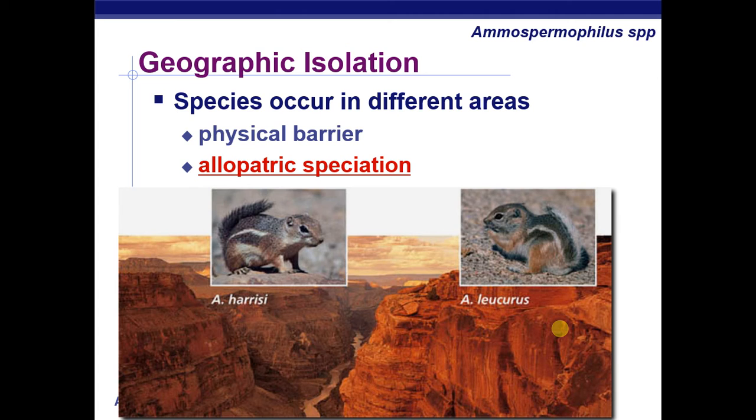As an example of geographic isolation, species occurring in different areas. So, for example, look at these two types of rodents, chipmunks. They were isolated by the Colorado River forming the Grand Canyon, and they ended up speciating because of a prezygotic geographical barrier.